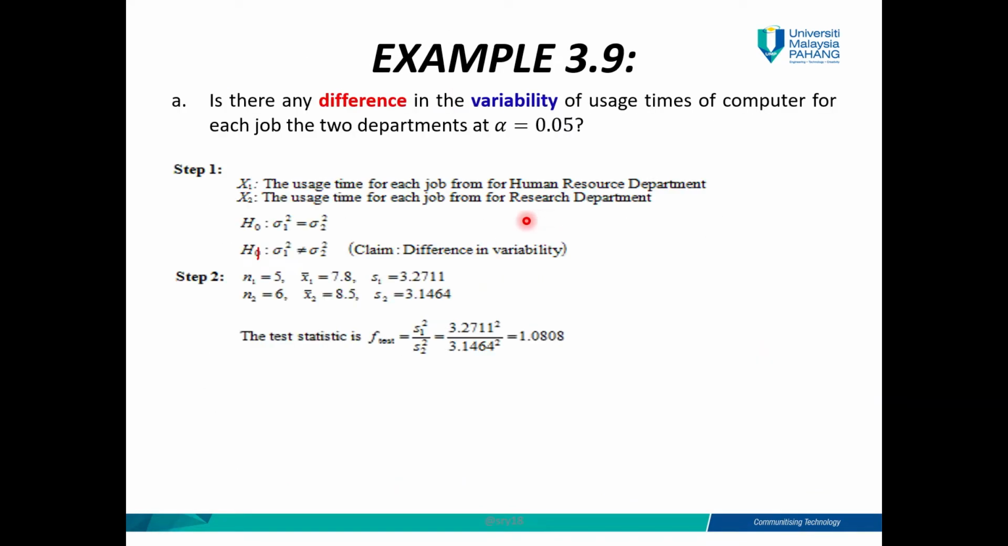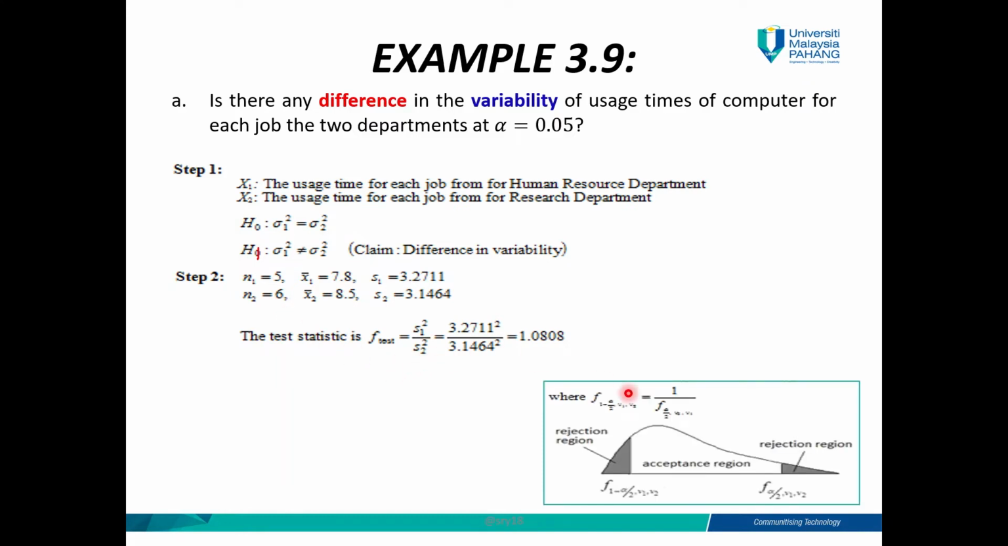Okay, so you calculate the F-test, very simple. Sample variance of human resource divided by sample variance of research department, 1.0808. You may notice that for two population variances, I don't even transfer this parameter to the left hand side, so you don't need to do that. So that is step number 2.